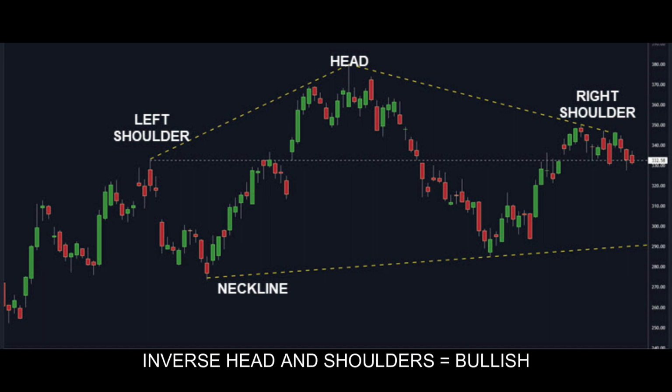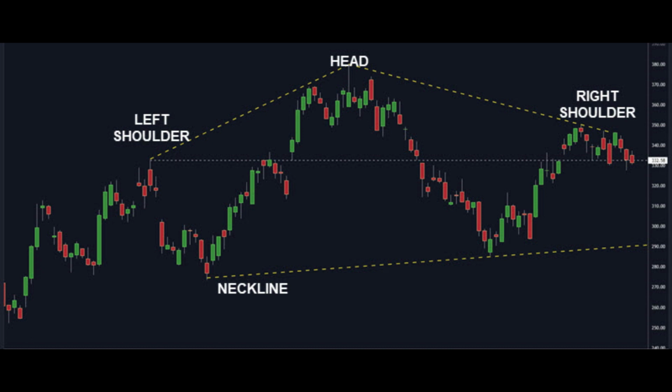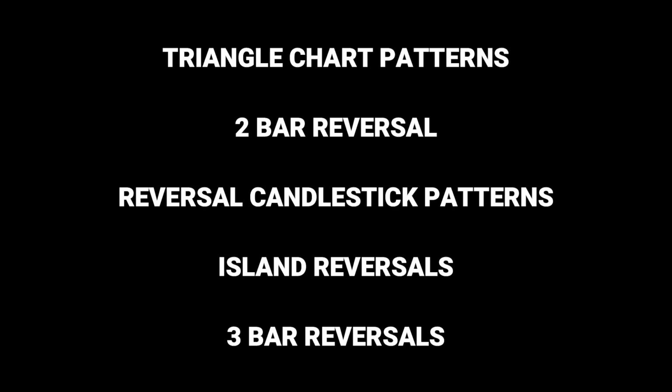Now, the diamond chart pattern, like I said, it doesn't appear a whole lot. It's not a very common looking pattern. So consider looking at triangle chart patterns, the 2-bar reversal pattern, reversal candlestick patterns like hammers, shooting stars, engulfing patterns that can help you. Island reversals. This is not a common one, but it's a powerful reversal pattern. It's like a gap before and after a candle. That indicates a strong shift in market sentiment. 3-bar reversal pattern, more complex reversal pattern, 3 consecutive bars. That's a potential change in the trend direction as well.